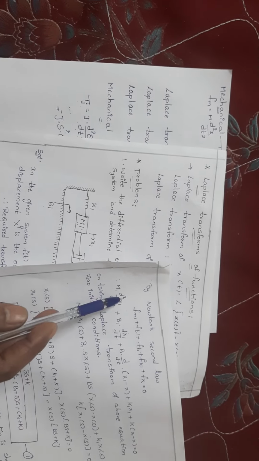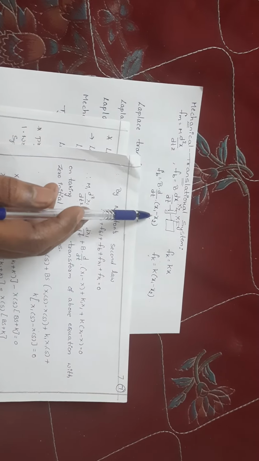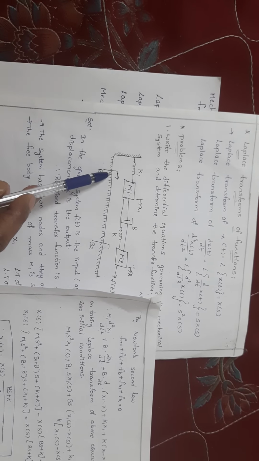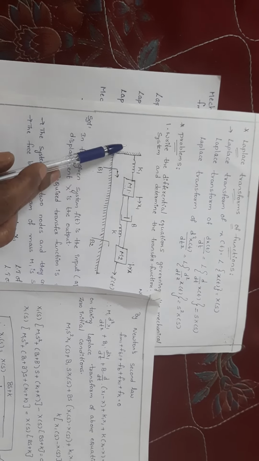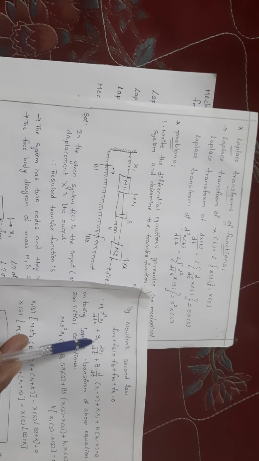So m1 d square x1 by dt square plus, what is the fb formula? B, if you have two displacements, x1 minus x2. If only one, it is just dx by dt. But see in our problem, for B1, it is going to have only one displacement. On this side there is no displacement. So here only one displacement. So write B1 dx1 by dt plus B.